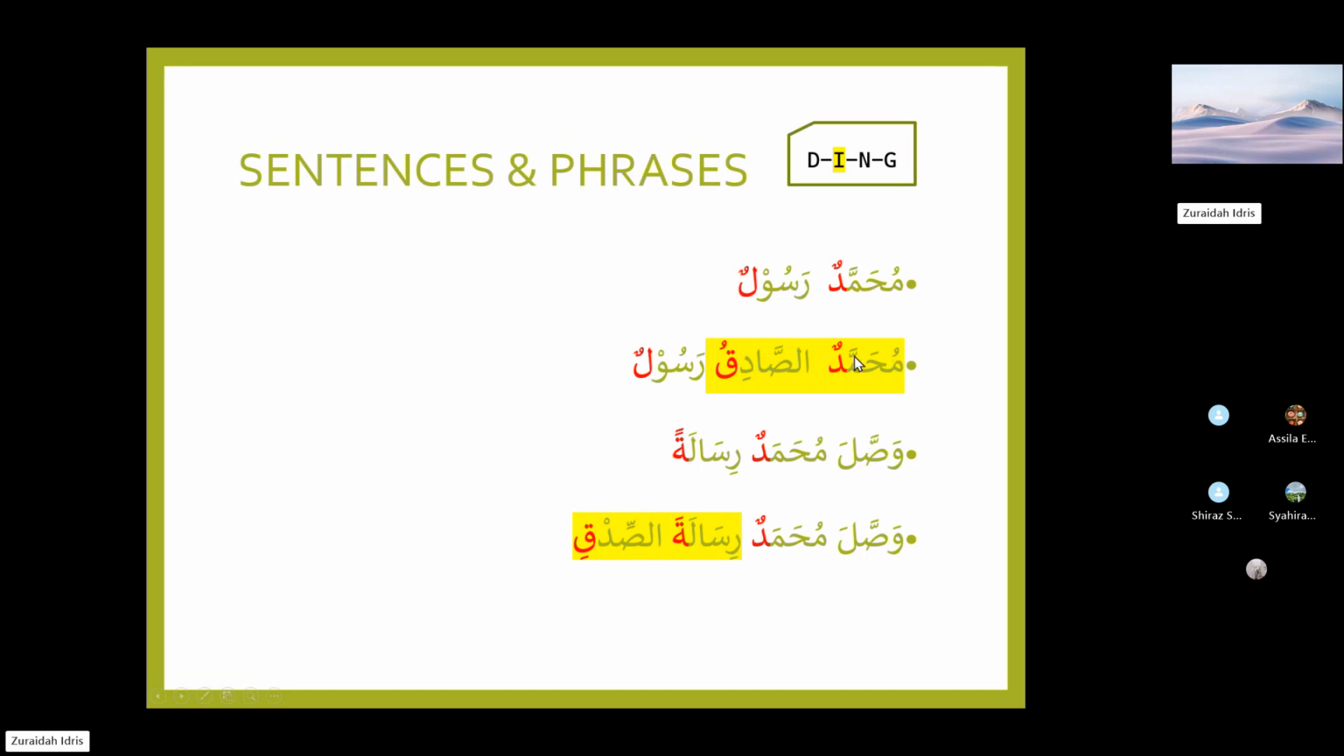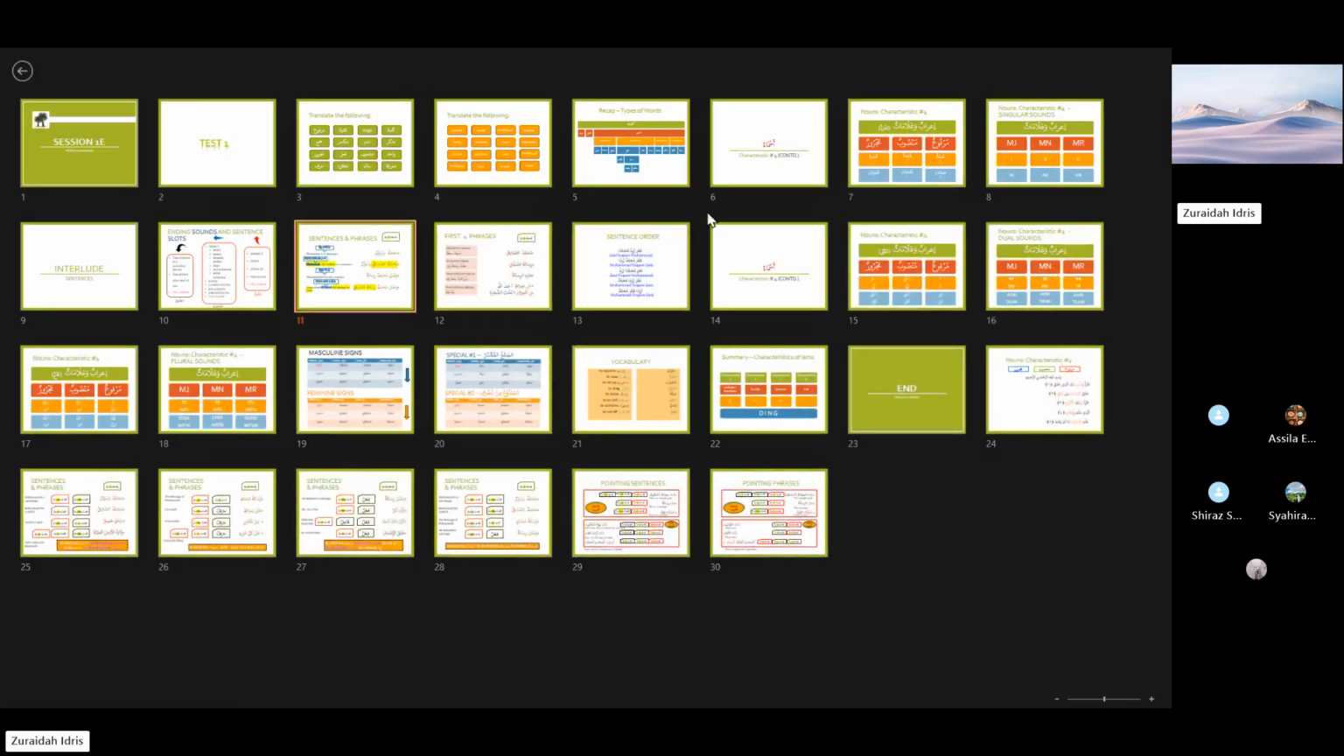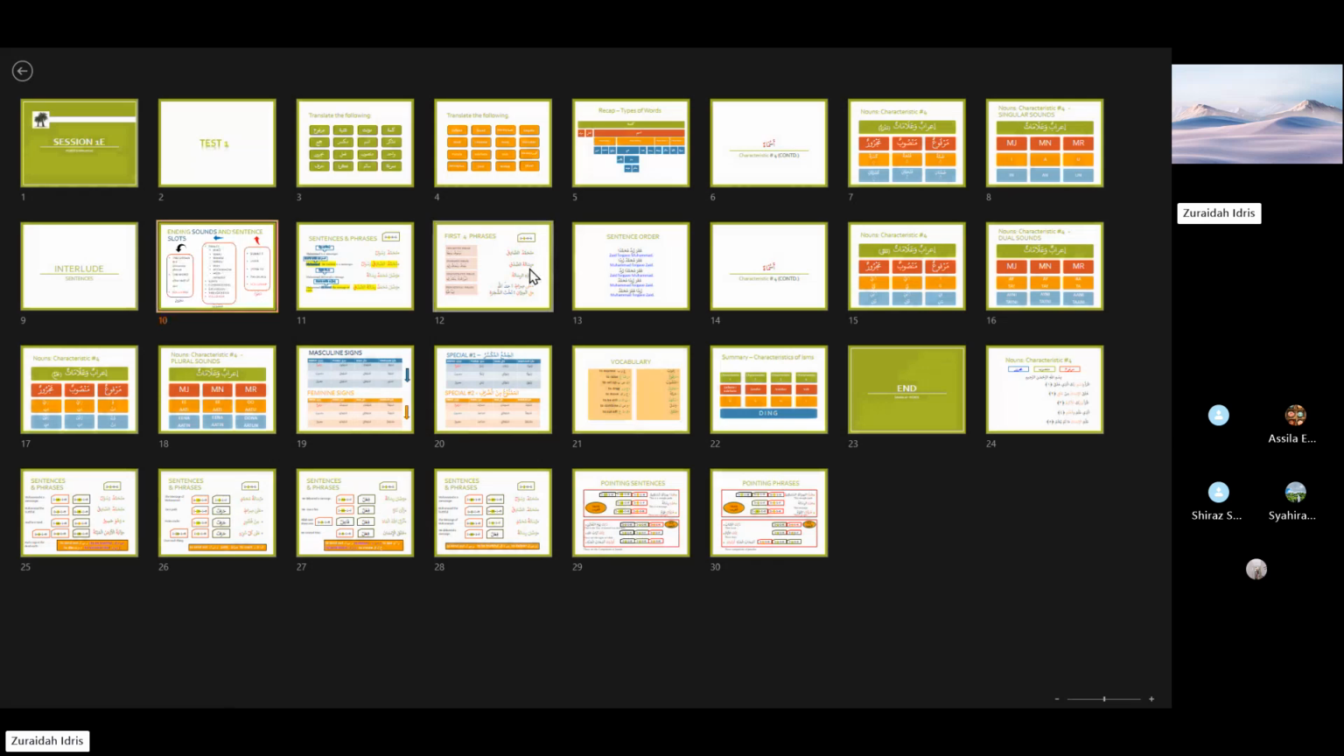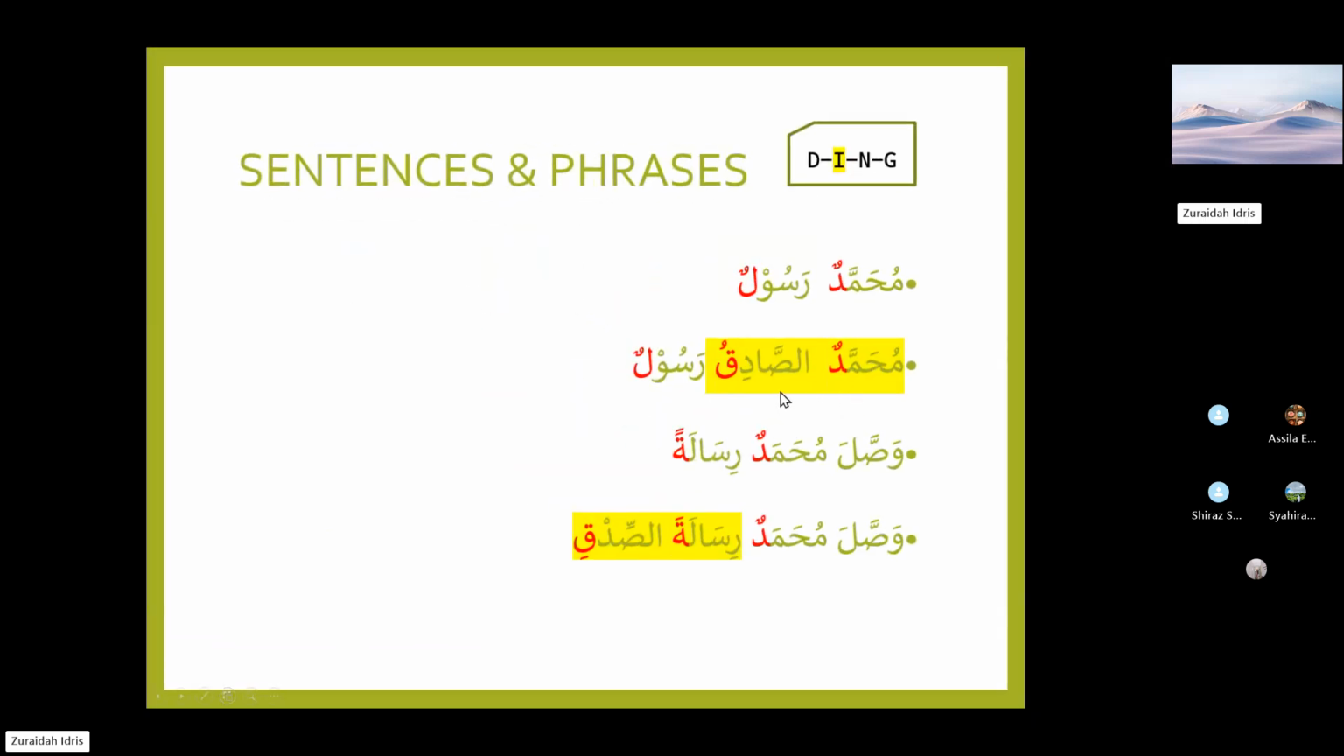Muhammadun Rasulun. Muhammadun as-sadiqu Rasulun. I'm using the same tajweed we use when we read the Quran. And then I said, wasalah. For now, just take my word for it, this is a fi'il. Muhammadun, because it is marfu, remember we said that if it is marfu, then it would be the doer, the person who does the action. So risalatan, we said, was the object, meaning the action, the fi'il, was done to the risalah by the doer Muhammad. That's how you look at it.